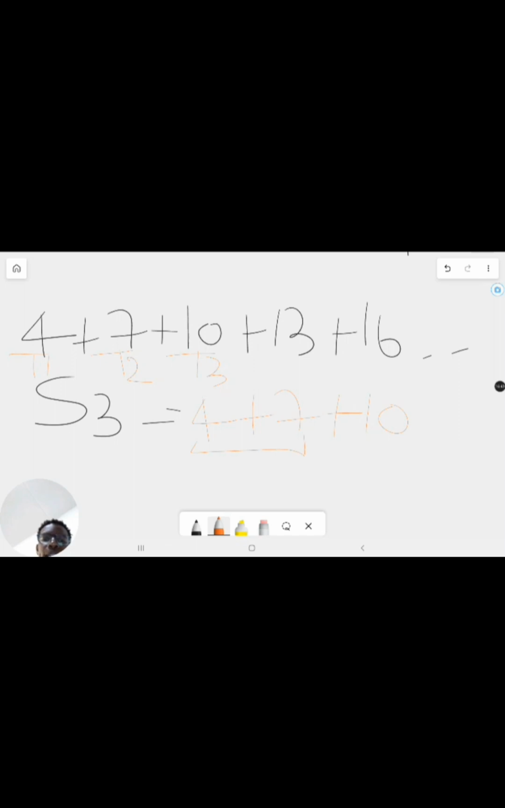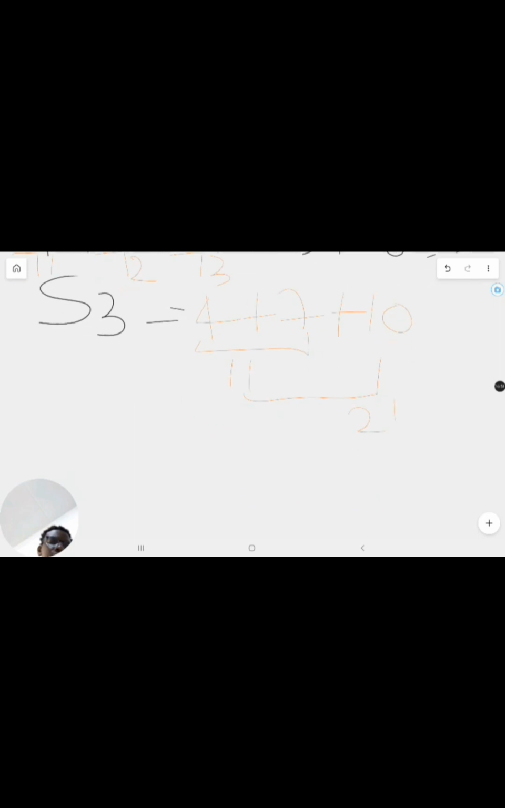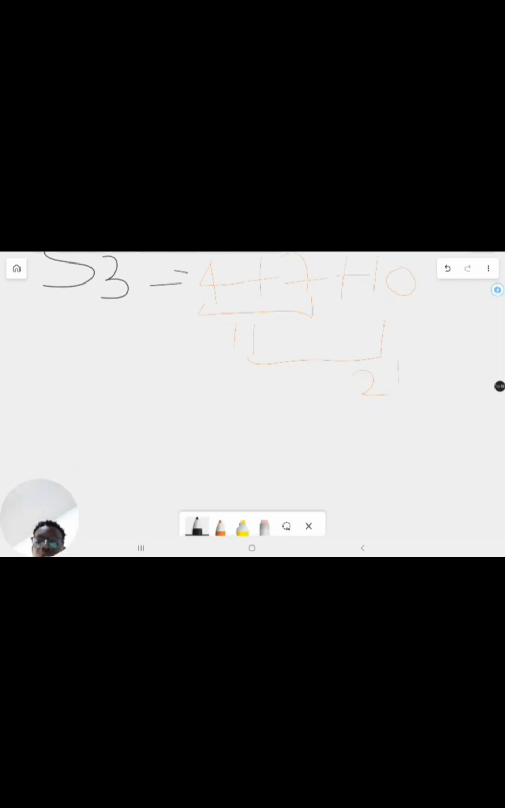Okay, what is 4 plus 7? That's 11, right? What is 11 plus 10? That's 21. So the answer to this question, S3, is equal to 21. And that is your answer.